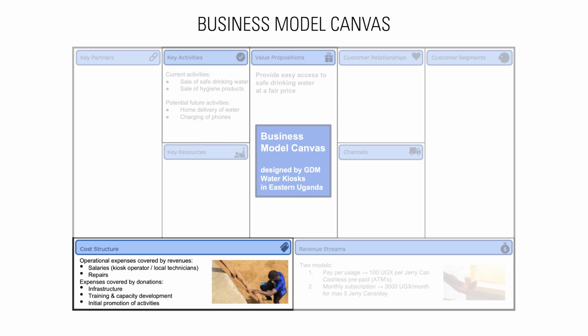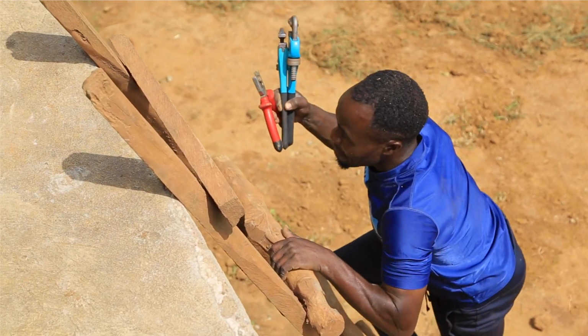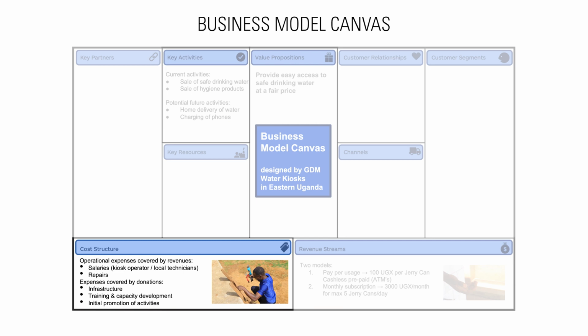To understand if your business runs viably, you need to plan the cost, for example, expenses for salaries, repairs, or promotional activities. Expenses will be deducted from the income generated.